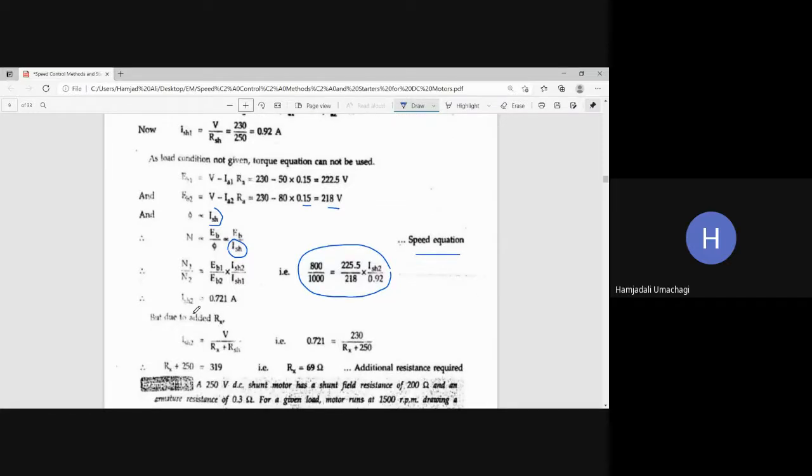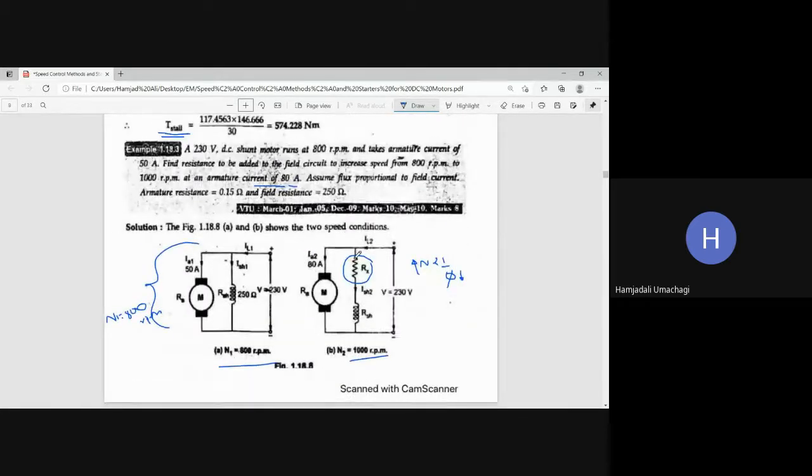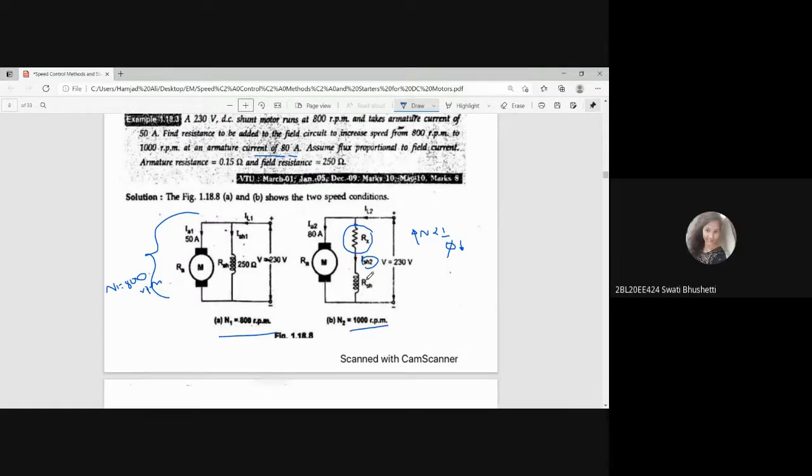Okay. So this ISH2, it is because of what? On adding the extra resistance in series with the field winding. So ISH2 is equal to V by (Rx plus Rsh). For the second case, V divided by Rsh plus Rx. Is it clear, all of you? Yes, sir. Fine.